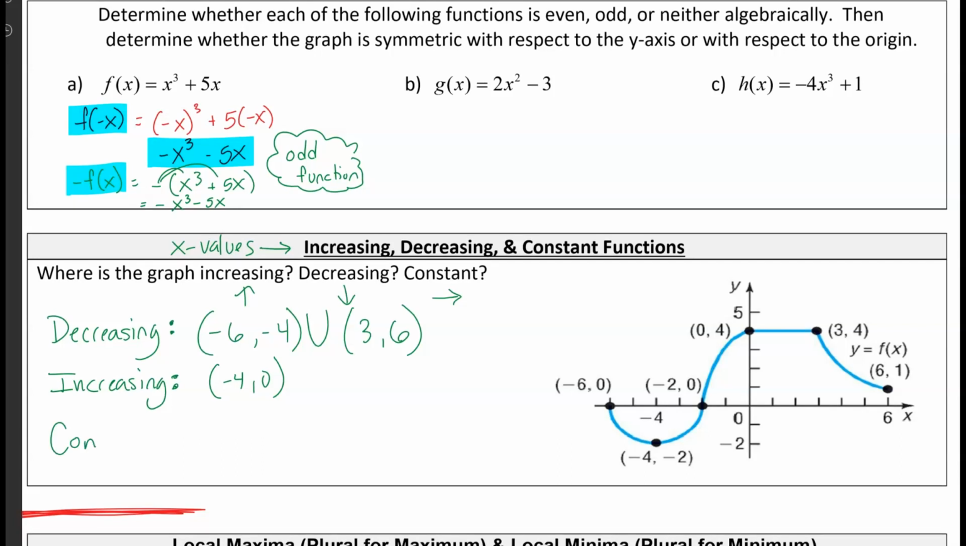And then constant, finally. What is my constant interval? Yes, from 0 to 3, yes.